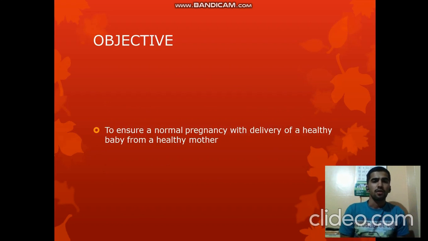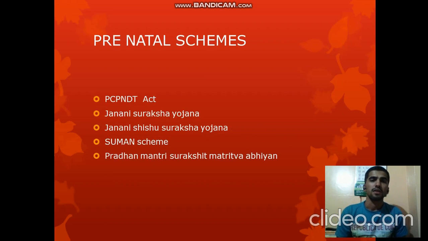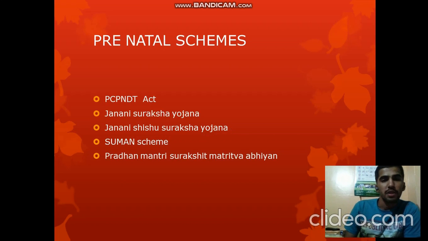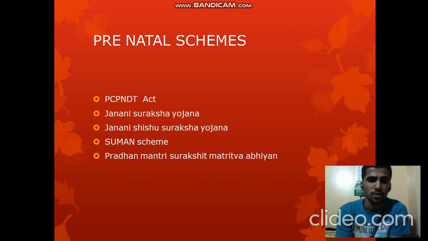The major objective of prenatal care is to ensure a normal pregnancy with delivery of a healthy baby from a healthy mother. So these are the prenatal schemes which were launched by the government of India in order to tackle the problems. One of these major problems which gave rise to prenatal care was the declining poor sex ratio. So these various acts are namely the PCPNDT Act, then Janani Suraksha Yojana, Janani Shishu Suraksha Yojana, Suman Scheme, and Pradhan Mantri Surakshit Matritva Abhiyan.